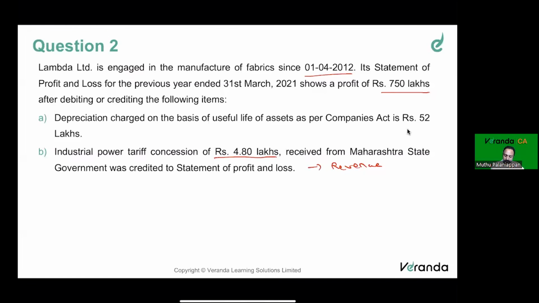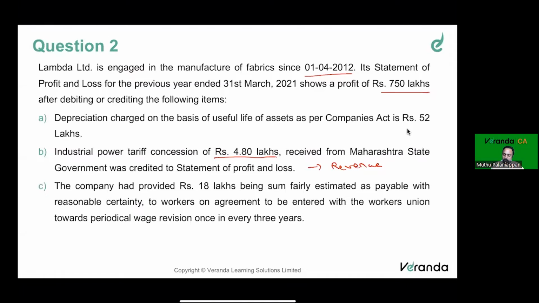The company had provided 18 lakhs, being fairly estimated as payable with reasonable certainty. So look for the keywords. It uses the word reasonable certainty. So it says every 3 years. Basically every time they calculate some repayment for this union.